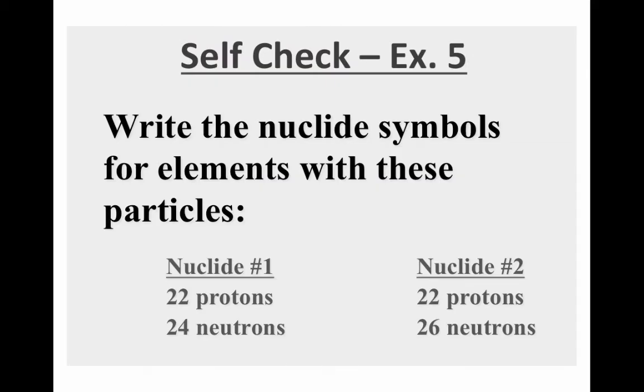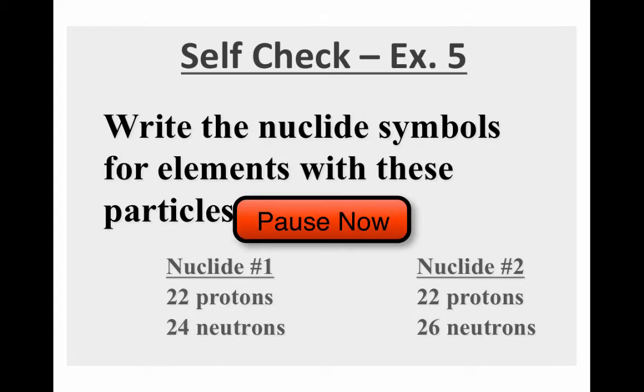All right, now I want you to write your own symbols for some elements. There are two nuclides described at the bottom, and I want you to take out your own pencil and piece of scratch paper. Try writing the symbols for these. Go ahead, take out your paper. I want you to pause the video before I show you the answer, and that way we can compare.